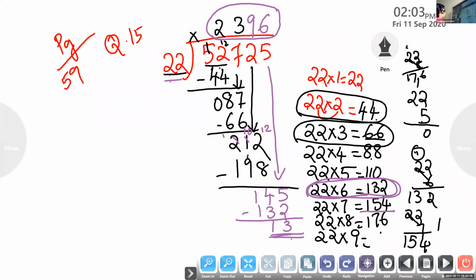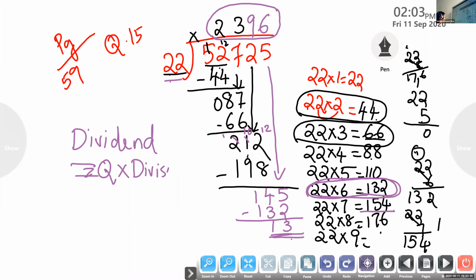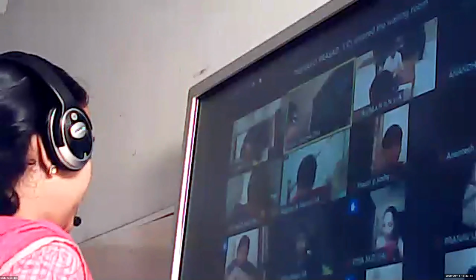So children, we have the next period at 3:15. At that time, what you have to do? You have to check this answer. Correction means we are going to check whether our division is correct. That is homework. You have to check whether the dividend is equal to quotient times divisor plus remainder. Okay children, can you do that?